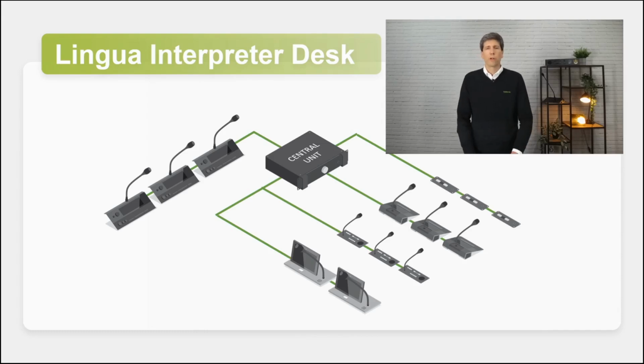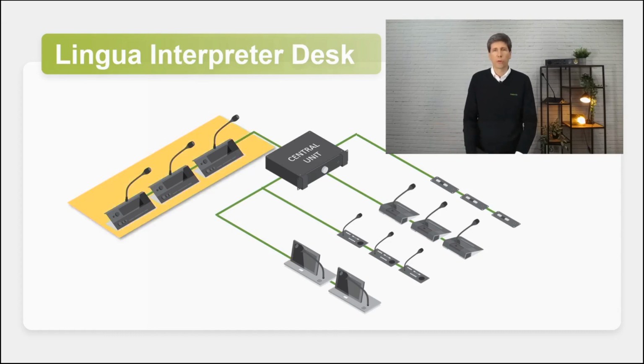So if we have a look at our scheme, you typically always have a central unit that is connected to the conference units. And then we have the Lingua interpreter desk that is part of the same network. So it's part of the same Plexus network and can be connected to the central unit in just the same way as any delegate unit.